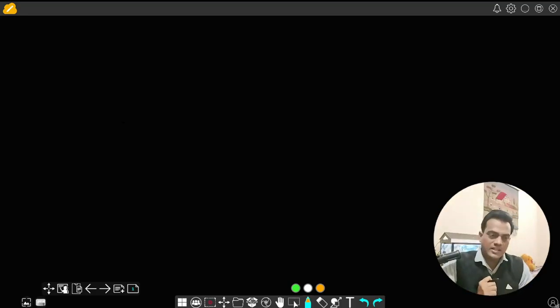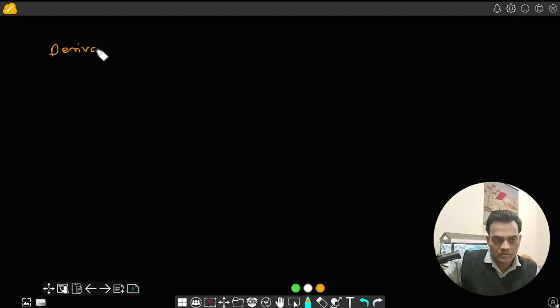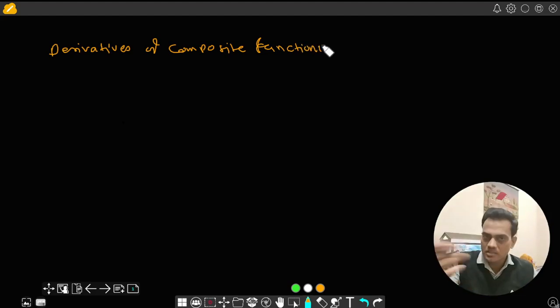Here we will start with the new topic, and the name of the topic is derivatives of the composite functions. Okay, so I will write here: derivatives of composite functions. So first of all, we have to learn what is meant by the composite function. So the important term here is the composite function.